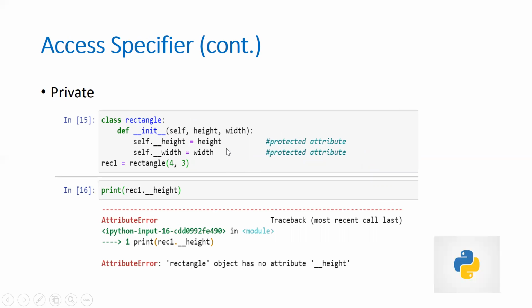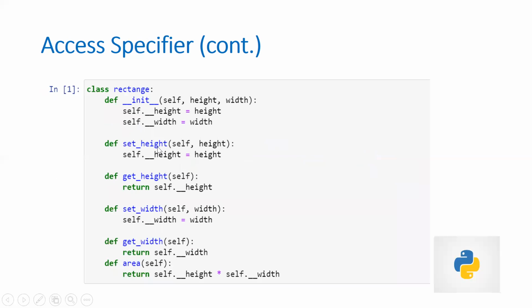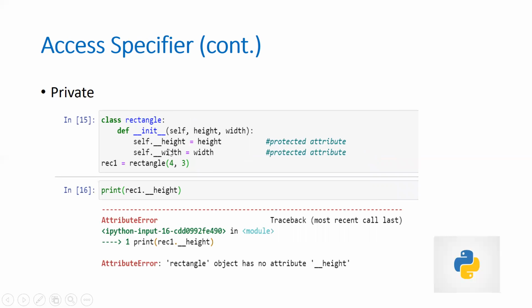So here I used a private. How do I make it private? I use two underscores here. There is a double underscore. You see there is a double underscore. Sorry, this is a wrong comment. It should be private attribute. This is a private attribute. There are two underscores. So in both cases there are two underscores, so they are private attributes.